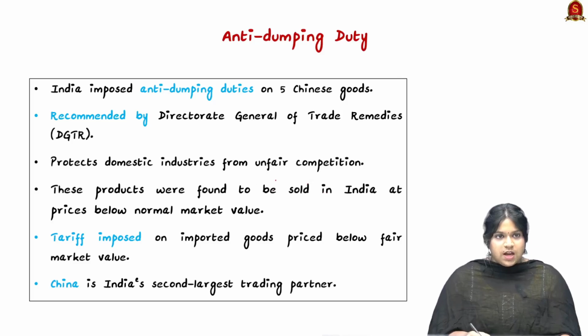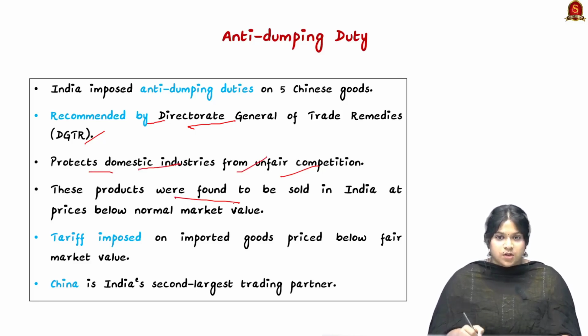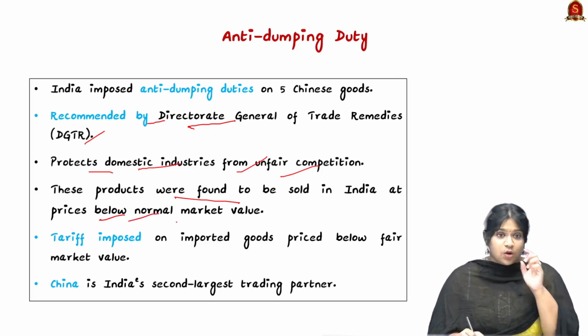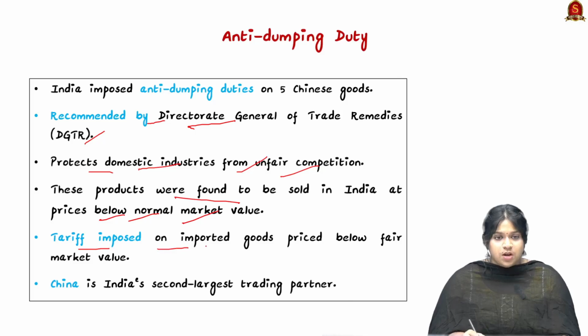So here India has imposed anti-dumping duties. It is recommended by the Directorate General of Trade Remedies. It protects the domestic industries from unfair competition. Here the products were found to be sold in India at prices below the normal market value. So tariffs have been imposed on imported goods which are priced below fair market value.